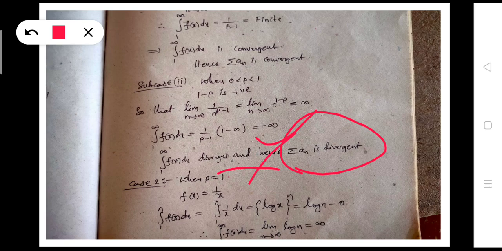Case 2, when p is equal to 1. When p is equal to 1, f of x is equal to 1 by x, and integral 1 to infinity f of x dx is written as integral 1 to n of 1 by x dx. What is the integration of 1 by x? It is log x, with limits 1 to n, that is log n minus log 1, and log 1 is 0, so it equals log n. The limit as n tends to infinity of log n is infinity.